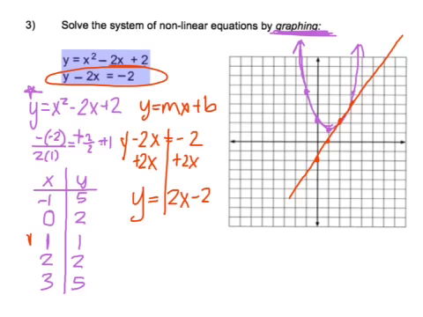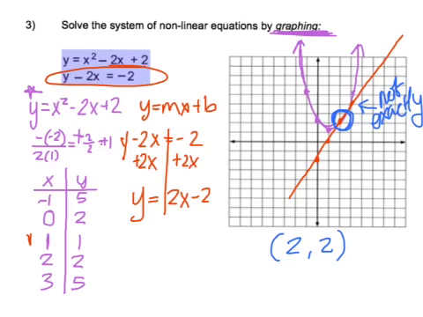Now here's where it gets tricky. Because our graphing is not perfect, this is our only solution. This point is not exactly a solution. And if you would plug them into the equations, you would see it did not work. But our one solution gives us the point (2, 2).